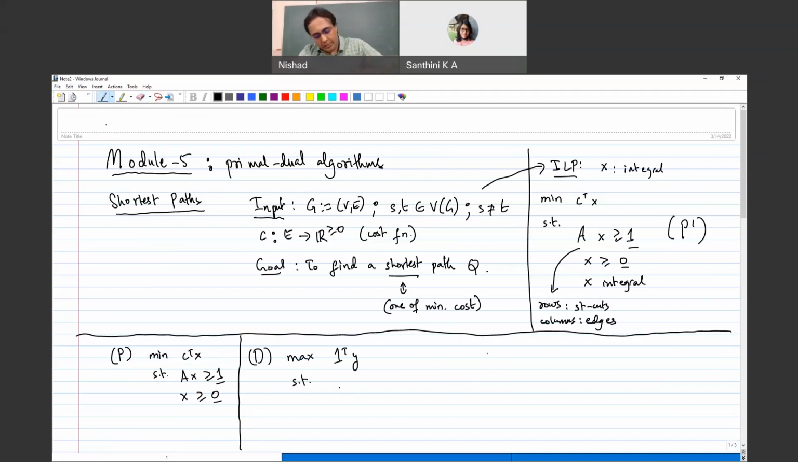So we have A transpose Y, C, and what about the Y variables? Can anyone tell me what I put in these question marks? Less than or equal to for the first one. Greater than or equal to 0 for the second one. Okay, thank you. So Y's are non-negative variables that satisfy these constraints.